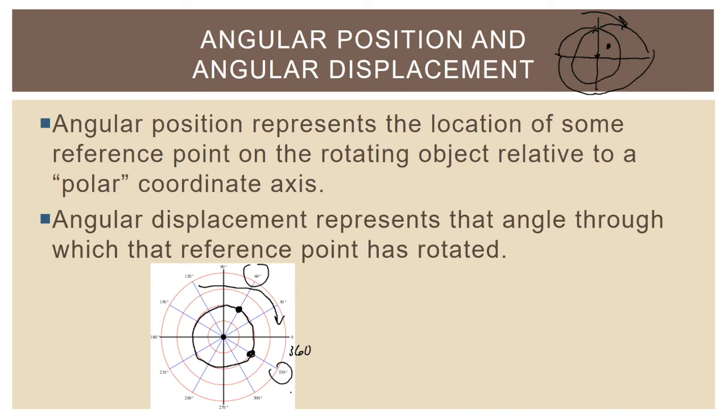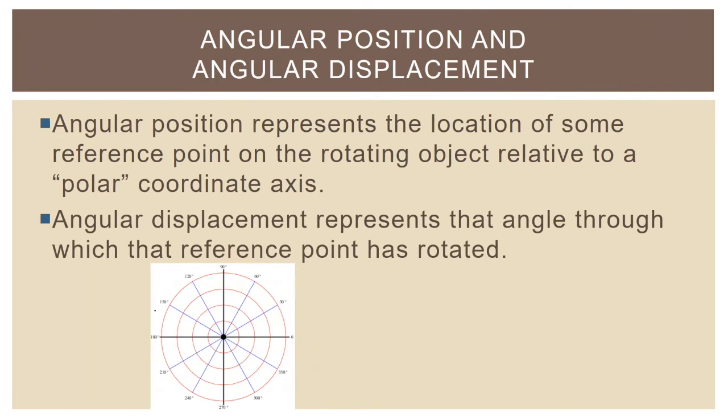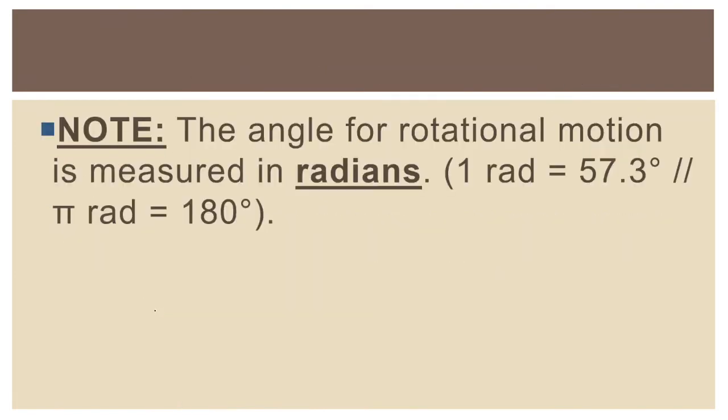Now, I want to be clear about one thing before we move on, because what I just showed you is a little misleading. This is an example of your first polar coordinate axis. It is also the last polar coordinate axis that you will see labeled in units of degrees. In this course, the angle for rotational motion is always measured in radians. Radians is the more natural unit in physics.